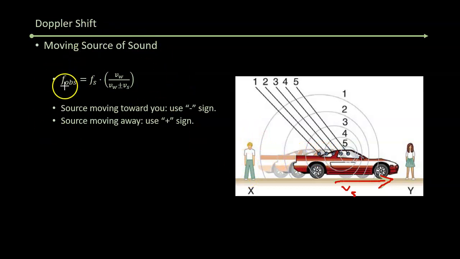And so when you're calculating the frequency the observer hears, it's important to know which sign to use on Vs. Here's the equation. The frequency the observer hears is the frequency of the source times the velocity of sound over the velocity of sound plus or minus the velocity of the source. Well, if the source is moving towards you, use the minus sign, all right? If the source is moving away from you, so over here it's the minus sign, and over here it's the plus sign. The source is moving away from you, use the plus sign.